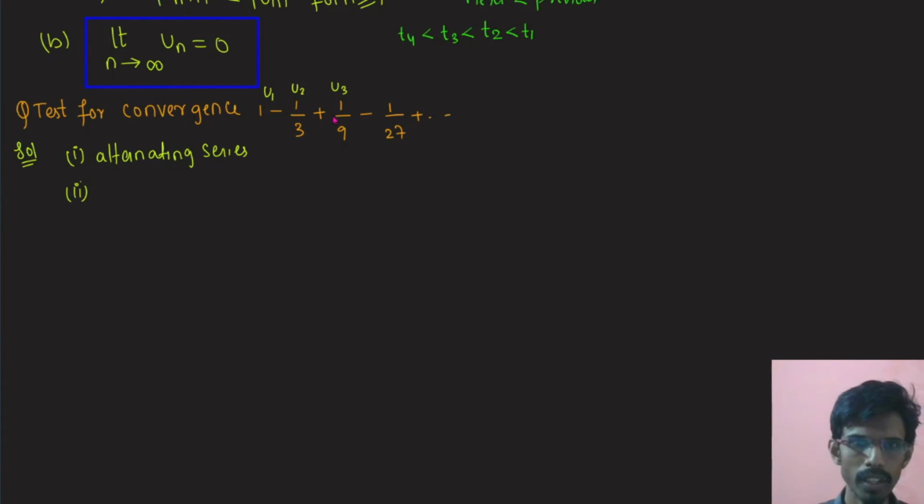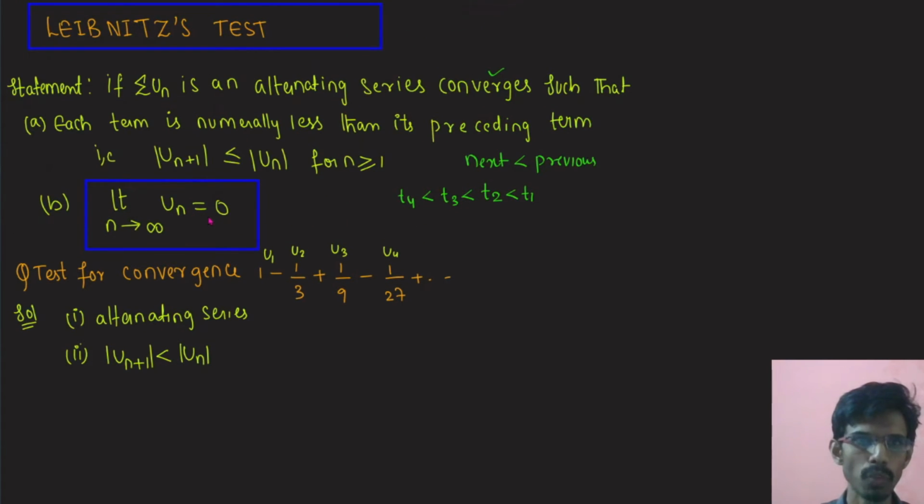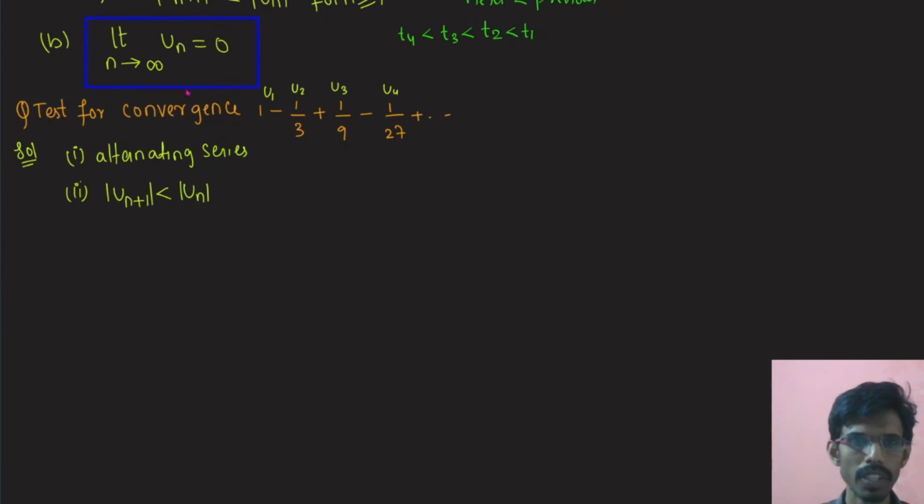So u3 is less than u2. Next u4, the fourth term, 1 by 27, is less than that. So each term is numerically less than its preceding term. So I can say the un+1 value, that is the next number, is less than its previous number un magnitude-wise, right? So the first condition of Leibniz test is satisfied. Now the second is limit n tends to infinity, un will be 0.